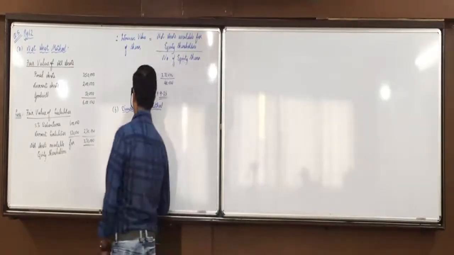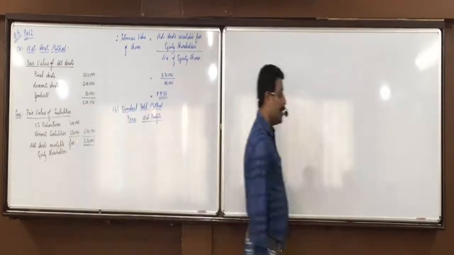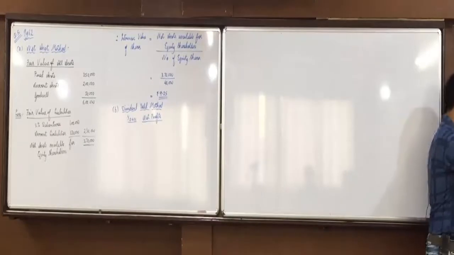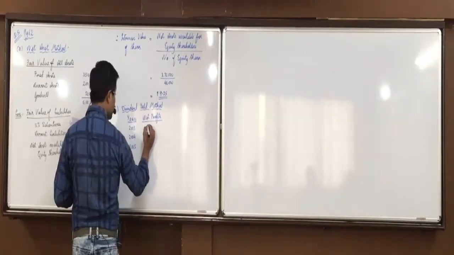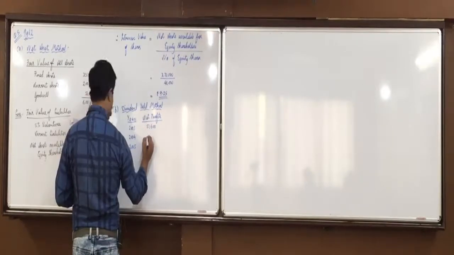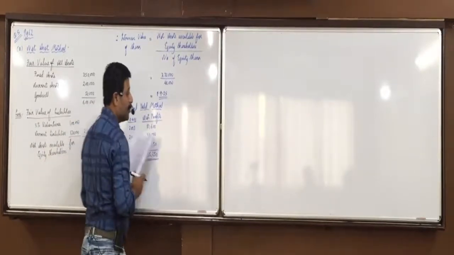Okay, first we do the average of 3 years' profit. Net profits. First of all, years 2003, 4 and 5. And net profits 51,600, 52,000, 51,650, total 1,55,250. Okay.